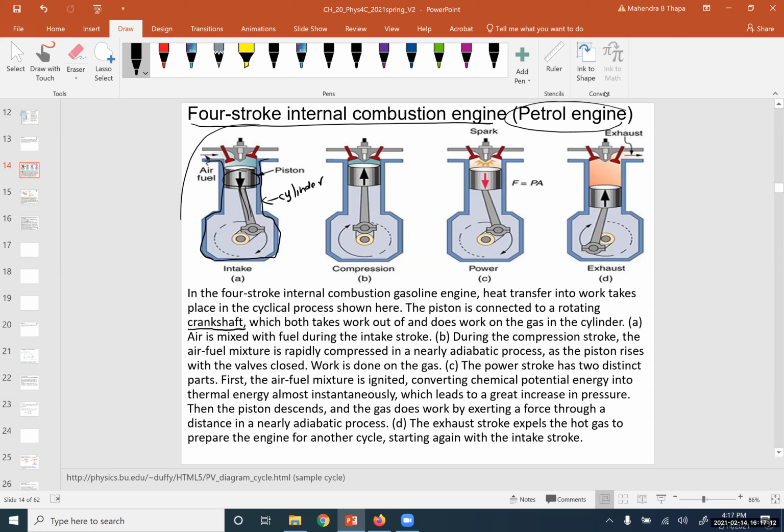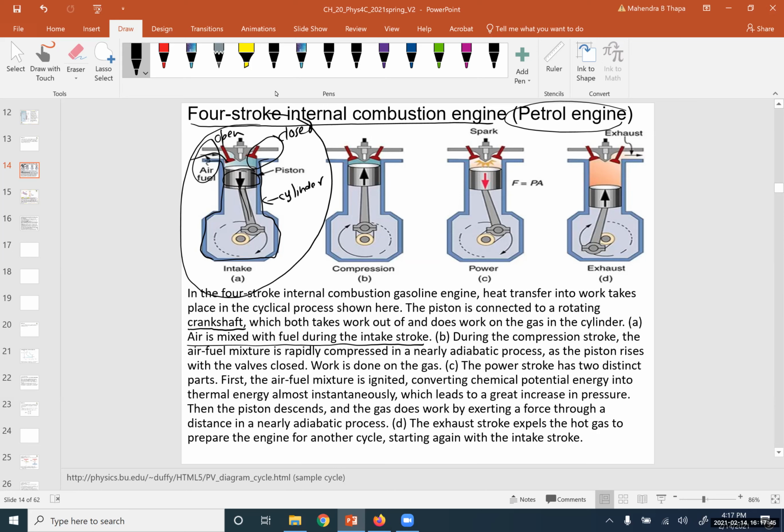Start with that picture. In this case, this is called the intake stroke. Air is mixed with the fuel during the intake stroke. This means this valve is open, and the other valve is closed at that time. The air mixed with fuel will enter through this valve.